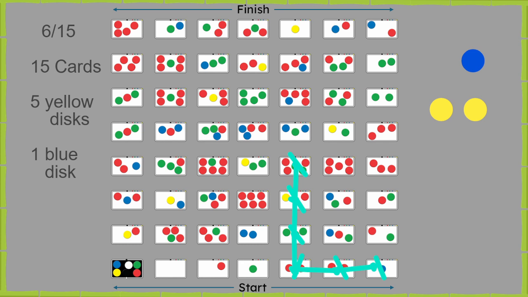And that's the puzzle, because there is a route through, and you've got to find out which ways will work, which ways won't work, and see if you can discover a path, in theory the one and only path, that would get you through this maze to the finish line in 15 cards with exactly 5 yellow discs and exactly 1 blue disc.